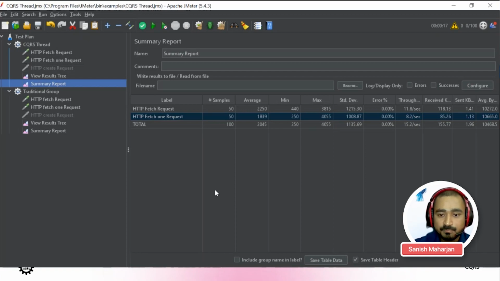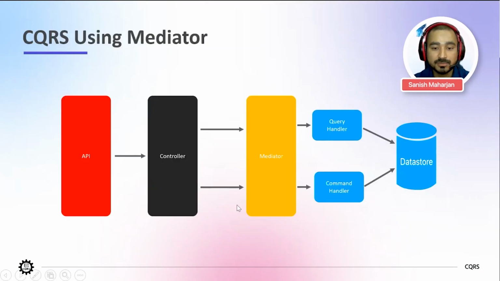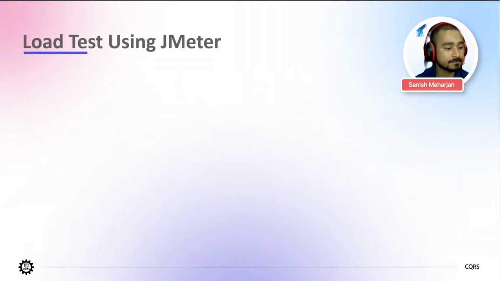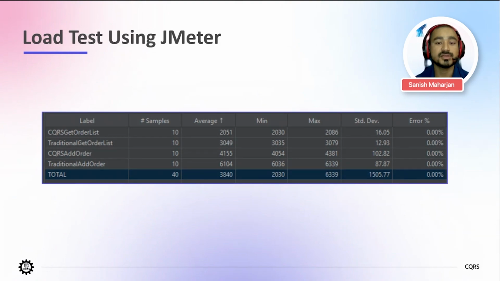So that is it. Let's get back to our presentation. This is the result that I added while I was testing with JMeter. I've added requests for the add and retrieve operations for both traditional and CQRS, and you can see the difference over here as well.